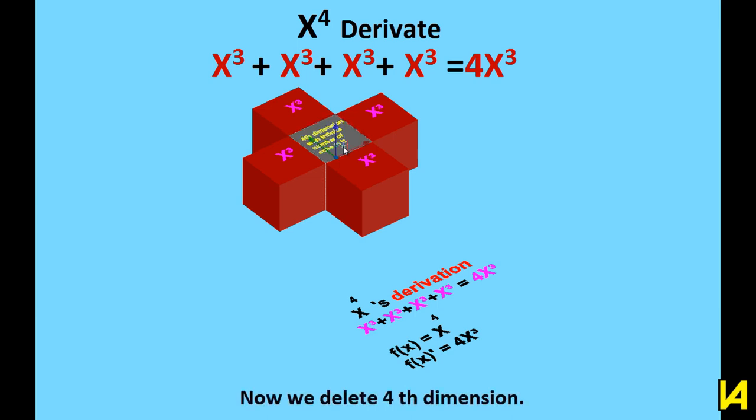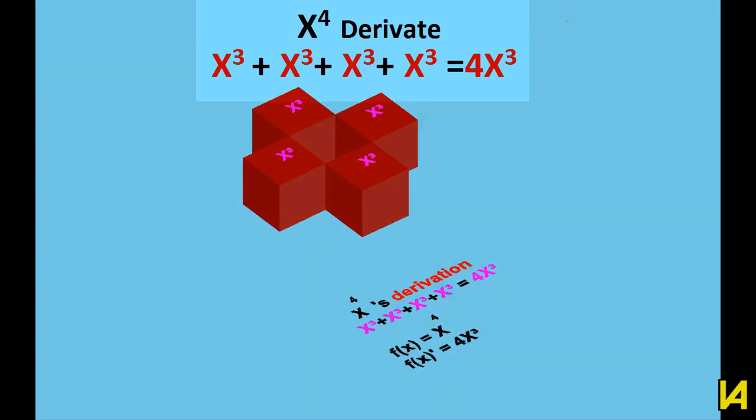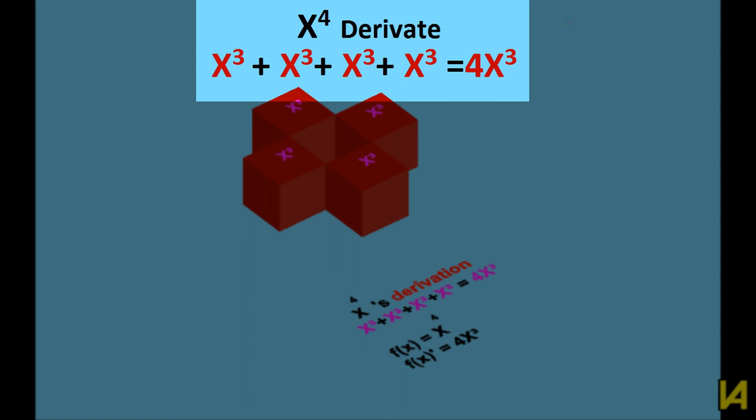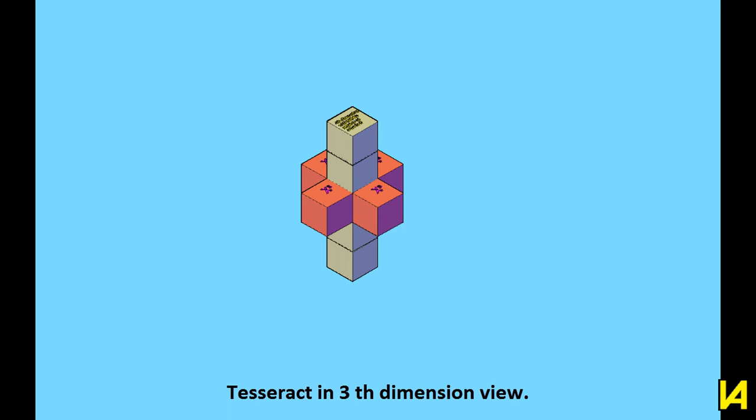Now we delete the 4th dimension. Tesseract in 3rd dimension.